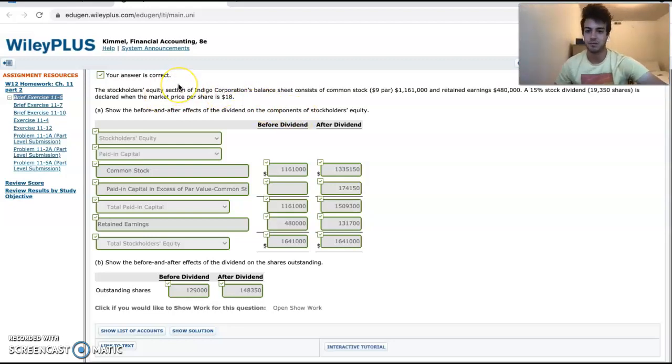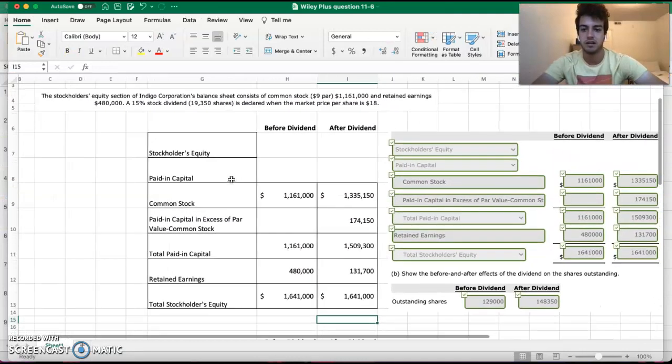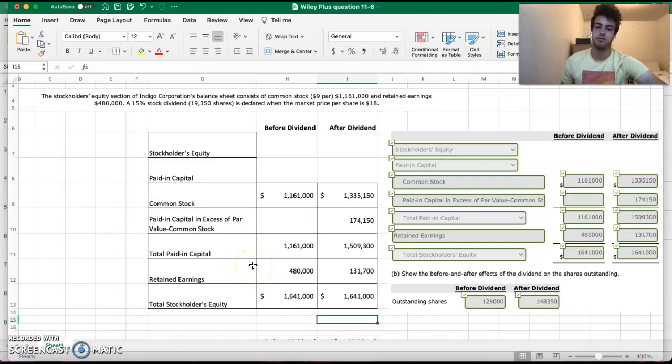The stockholders' equity section of the Indigo Corporation's balance sheet consists of common stock, which is $9 par, 1,161,000, and retained earnings of 480,000. A 15% stock dividend, or 19,350 shares, is declared when the market price per share is $18. Now we have to use that information to find the before and after effects of the dividend on stockholders' equity. And I've prepared an Excel sheet here to help explain this to you.